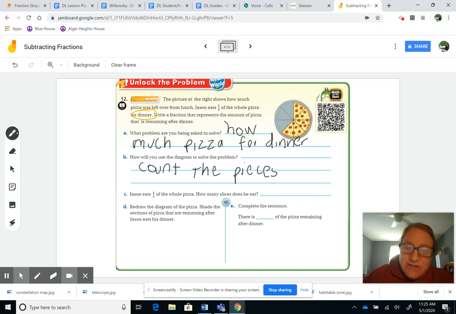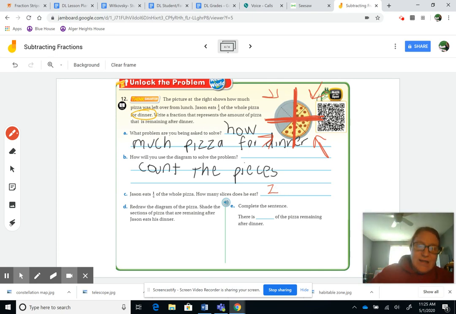C says, Jason eats 1/4 of the whole pizza. How many slices does he eat? Now, this is where you can go up to that picture of the pizza, and I'm going to use red, and we need to make sure that we're seeing it in fourths. And so an easy way to do that is to split it up and down in the middle and split it left and right in the middle. Now, how many pieces are in each corner of that plus sign? Hopefully you see that there are 2 pieces there.